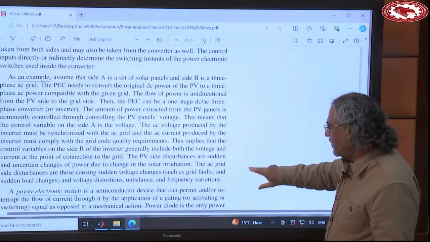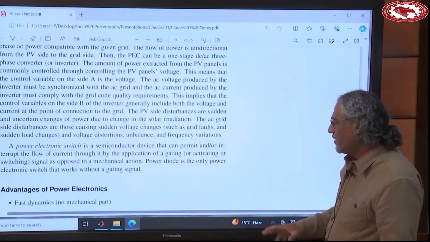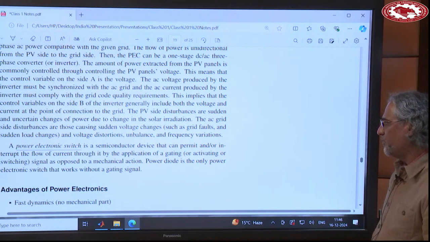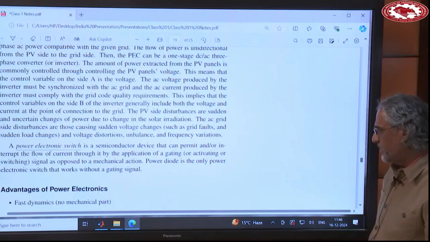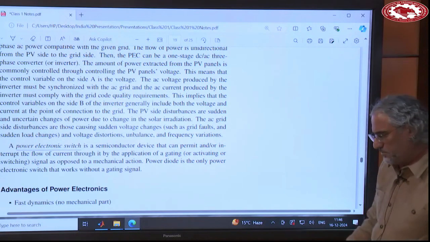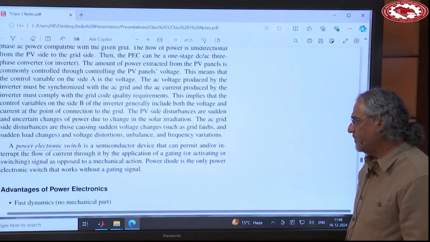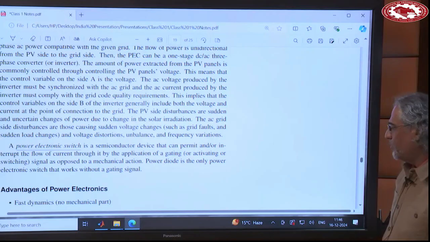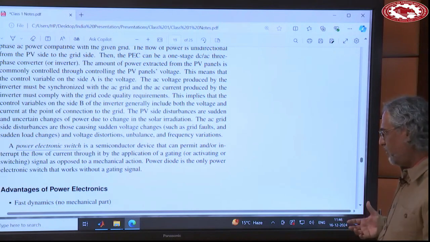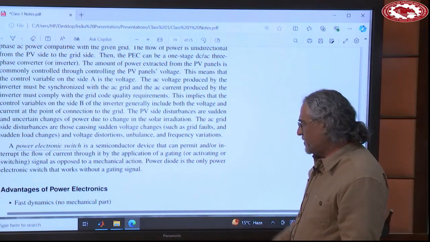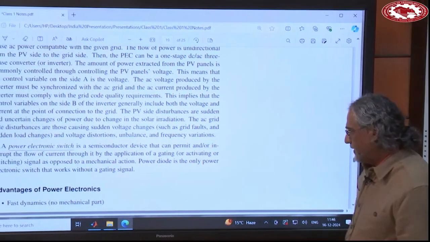So a power electronic switch is a semiconductor device that can permit and or interrupt the flow of current by the application of a gating or activating or switching signal. The same thing but different names. So by just one signal you can turn on or turn off that switch and then let the current flow or interrupt the current. Diode is an exception in the sense that it does not have a gating.